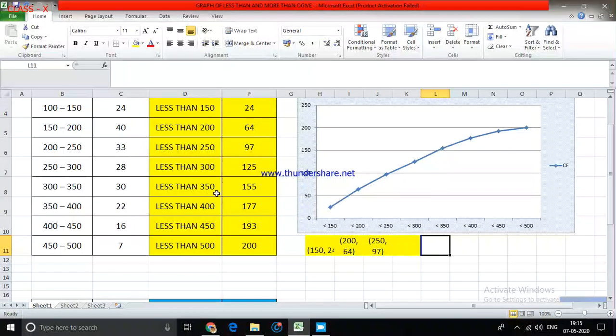Fifth point will become 350 comma 155. Then 400 comma 177, 400 comma 193, 500 comma 200. So all these points you have to represent on the graph. Okay, so this is how you convert into less than type.